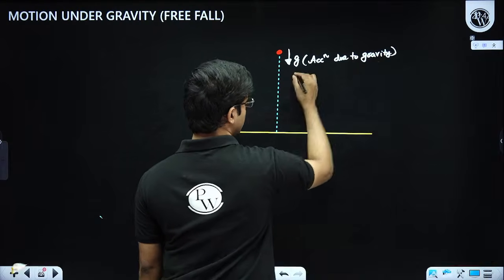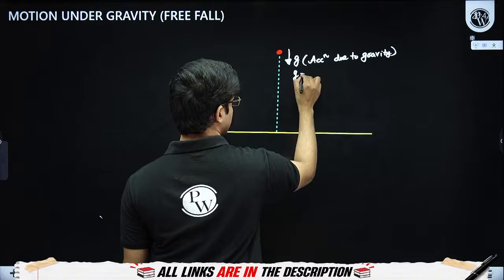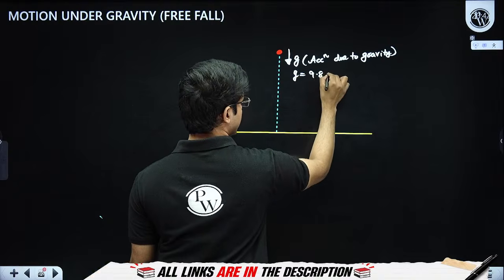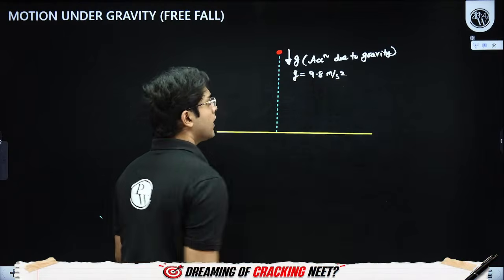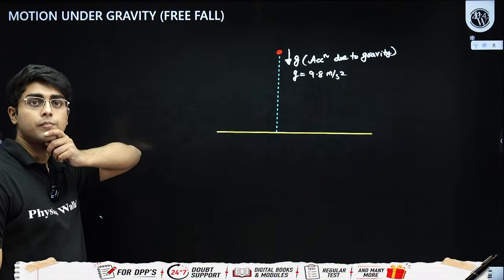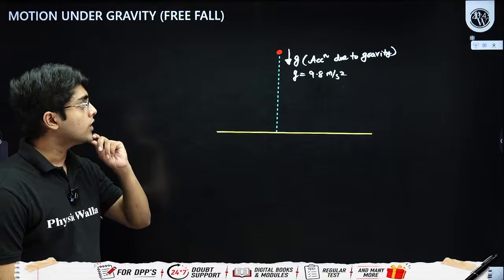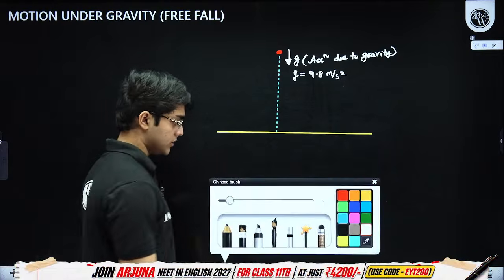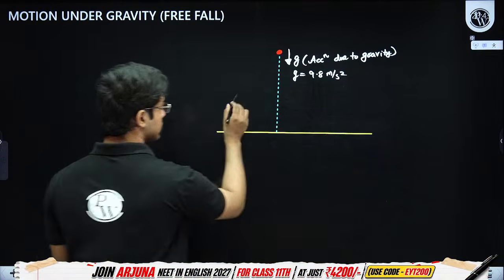This value is roughly 9.81, about 9.8 meters per second square. Sometimes for solving questions, we take the value of 10 also. Everything else is the same. It's our three equations itself.